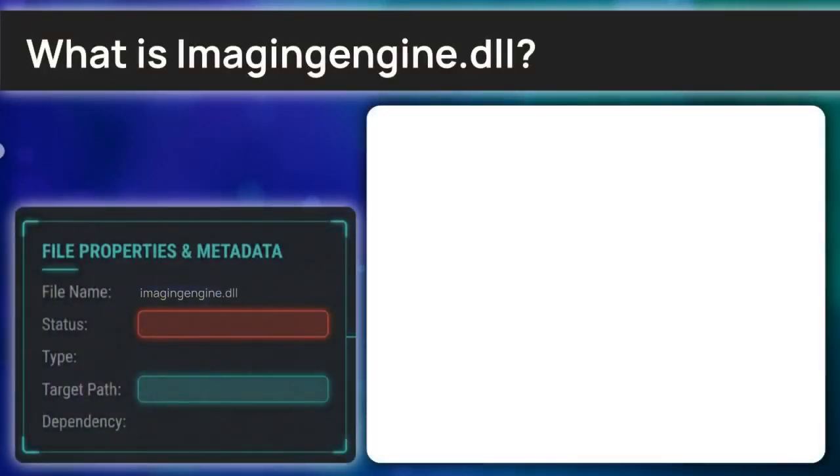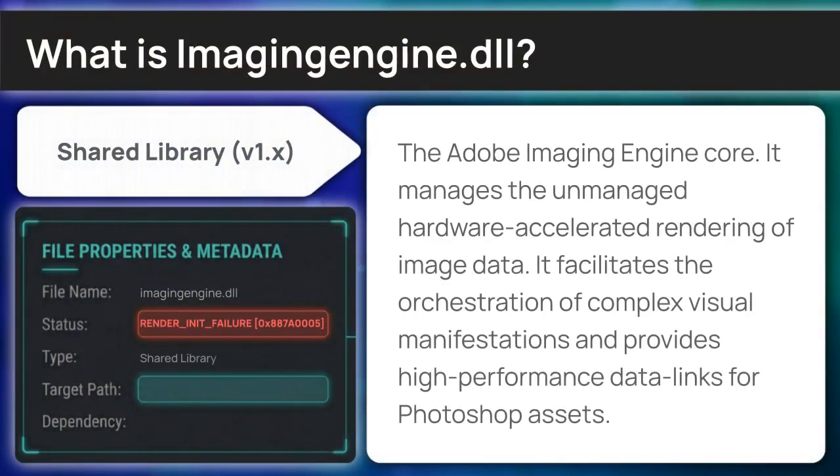This is the Imaging Engine library, the Adobe Imaging Engine core. It manages the unmanaged hardware-accelerated rendering of image data. It facilitates the orchestration of complex visual manifestations and provides high-performance data links for Photoshop assets.